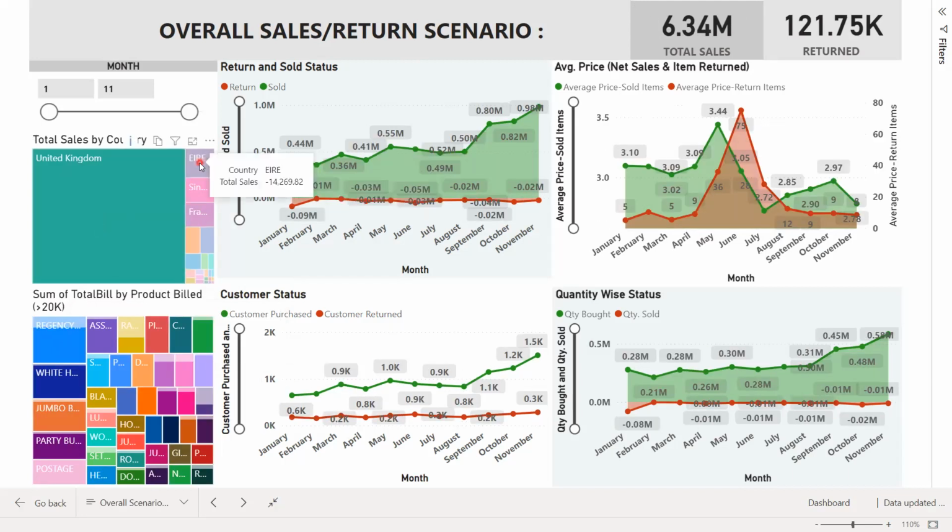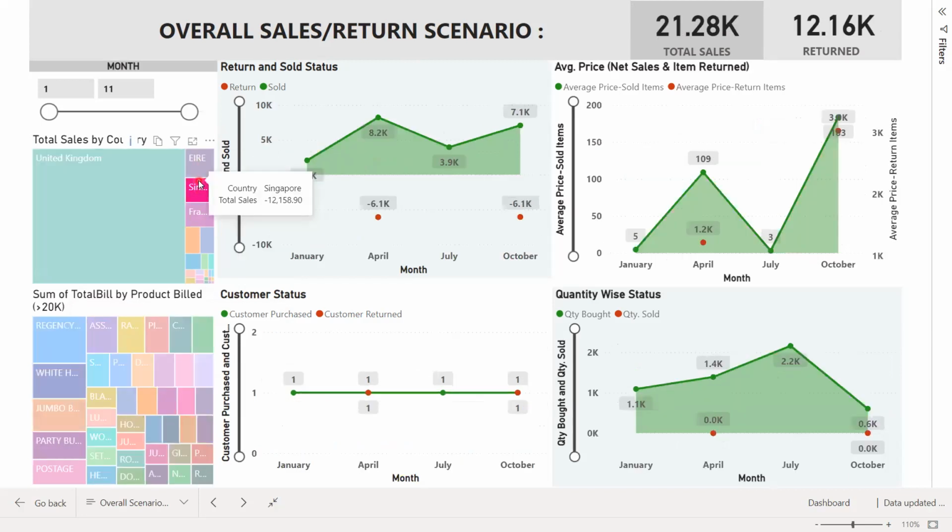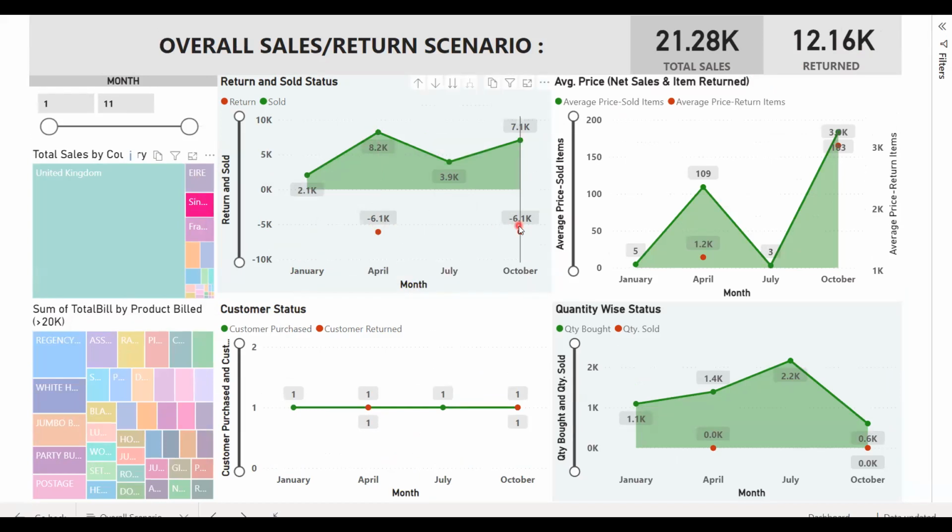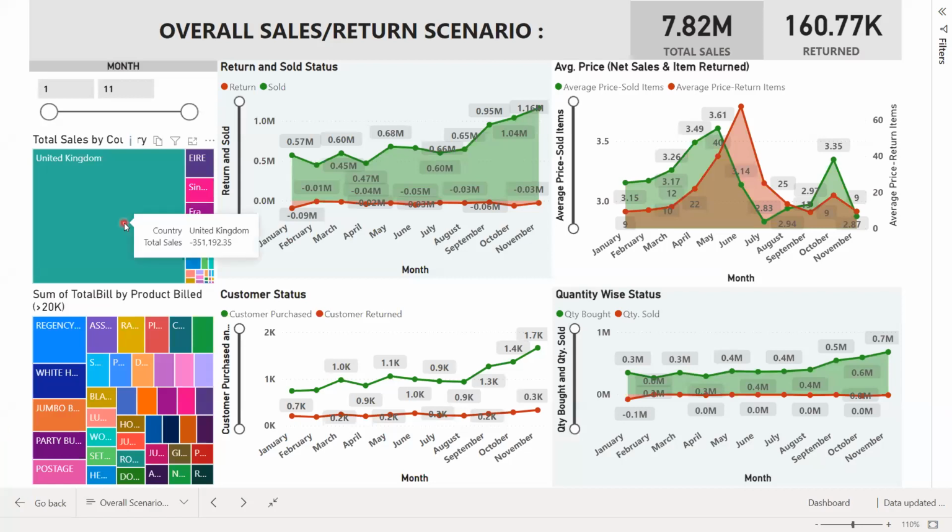Further, we want to see one more example, selecting one more country like Singapore. In this country, the transactions are very few, and the return of items happened only once in a while. In the month of April and in the month of October only, the items were returned by them in Singapore.